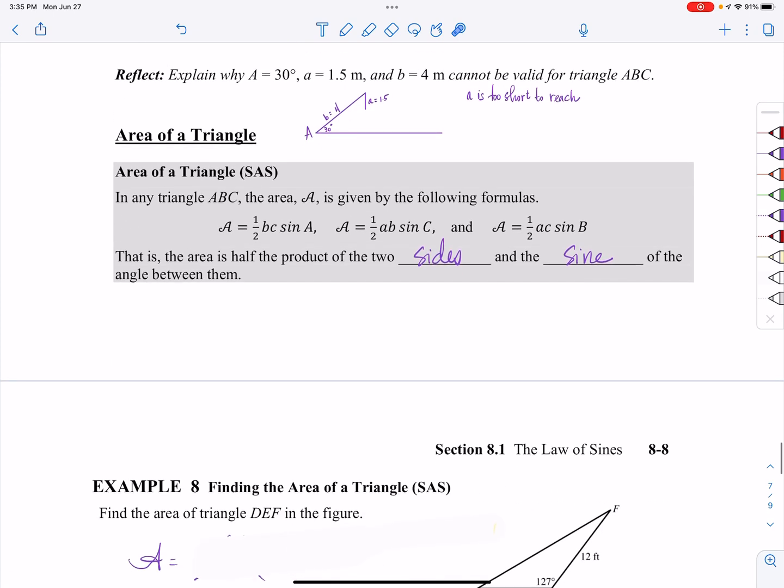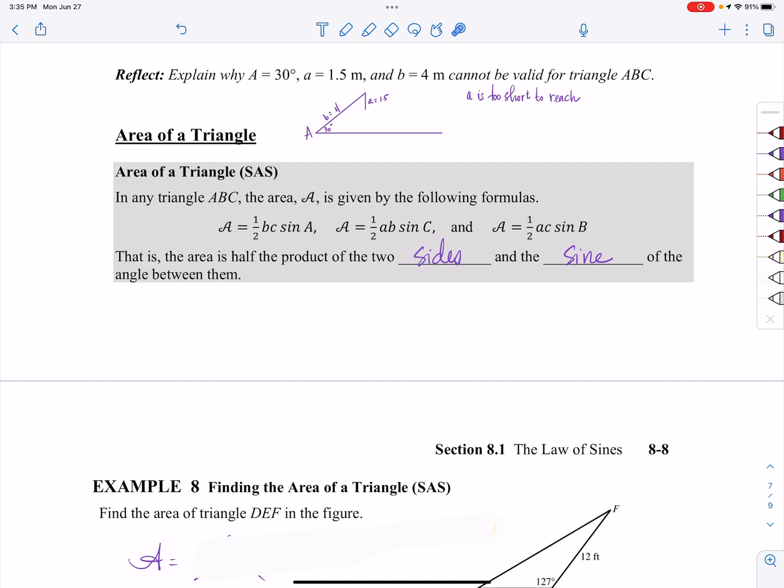If I were to look at the reflection question, this is very similar. It says to explain why, if I'm given angle A of 30 degrees, side A of 1.5 meters and side B of 4 meters, this is not a valid reason for having a triangle. Again, if you look at the picture, side A is too short to reach.